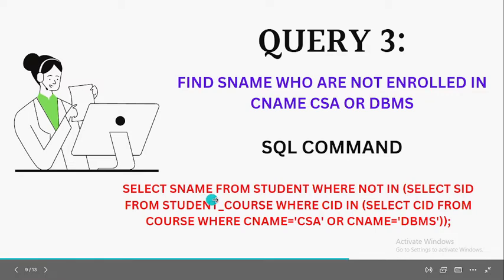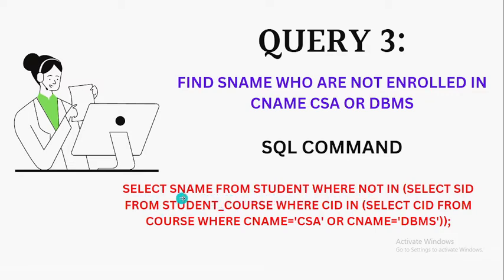So this is our outermost query. We have written select S name because we want a student name in our output table, from table name which is our student, where not in. So here not in is again an operator. Now inside the parenthesis we are writing another inner query in order to find the student ID.